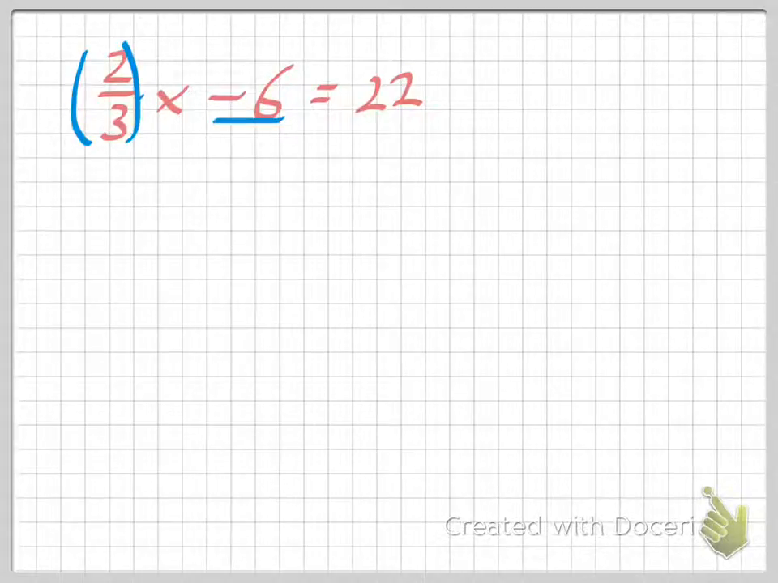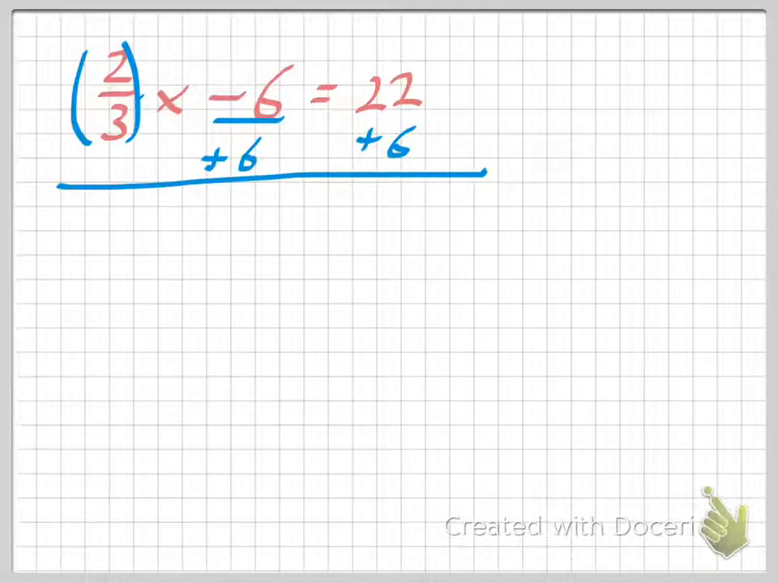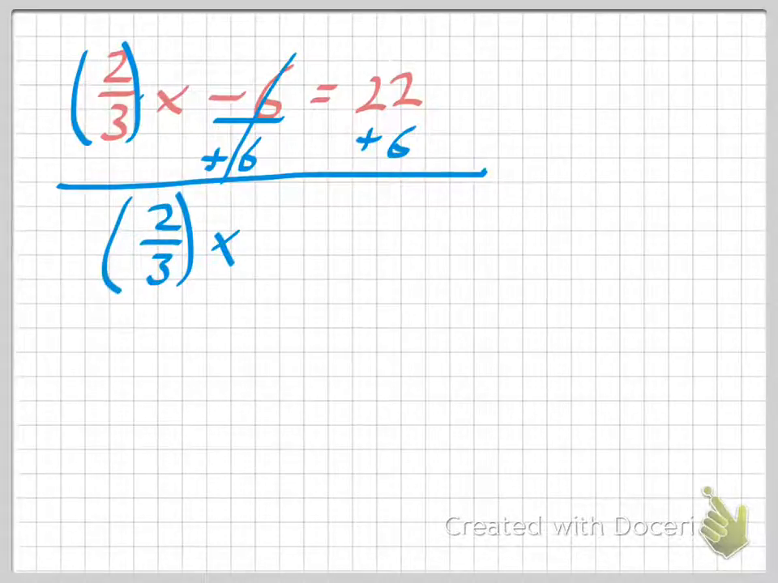Well, obviously, subtraction and addition get taken care of first. The opposite of minus 6 is plus 6. So I'm going to add plus 6 on both sides, draw a nice big line. Those things will fruit ninja, and I'm left with 2/3 x. I might as well leave the parentheses right there to remind myself that that is multiplication, and we're going to get rid of it. And 22 plus 6 is 28.